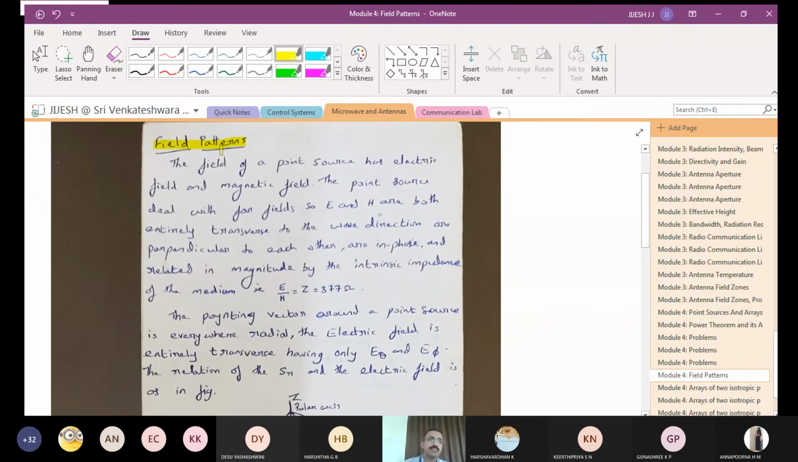So we have already studied power pattern and field pattern. A pattern is a graphical representation where you have seen that the signals are getting radiated to outer space, and you have the main lobe, side lobes, back lobe, all those things. So we are going to see those things, whatever you have studied in module 3.